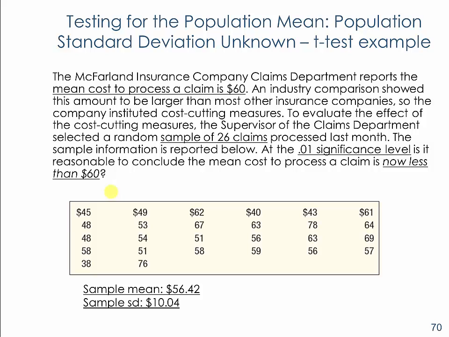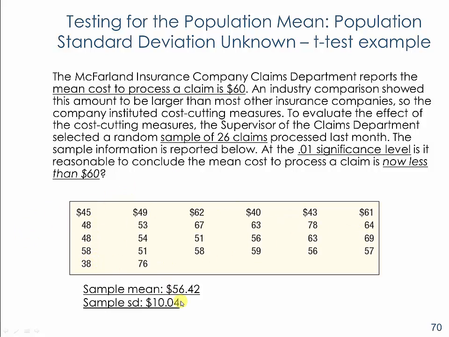At the 0.01 significance level, is it reasonable to conclude that the mean cost to process a claim is now less than $60? Now I know some of you are probably thinking, well, why didn't he just take 4 more and we could use a z-test? Well, then that would mean I'd have to go find a different scenario. So this is the scenario we'll stick with, and we'll stick with 26 claims. Here are all of the 26 claims.